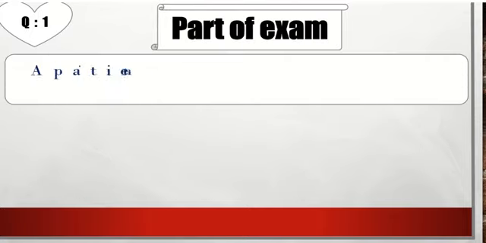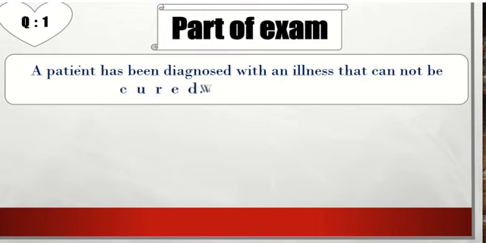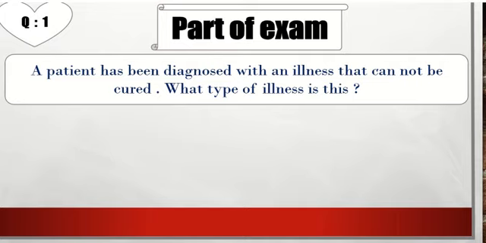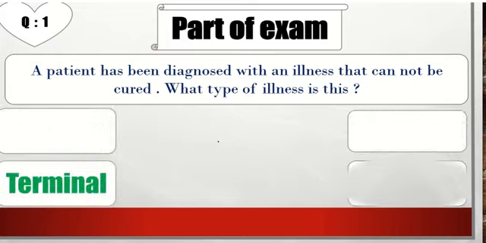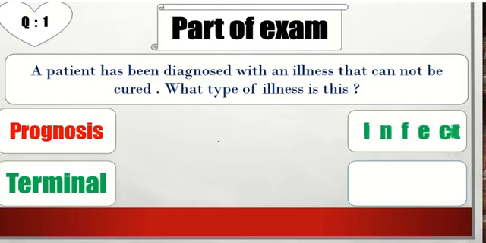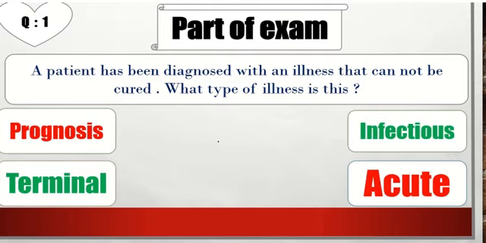Parts of exam. Question 1. A patient has been diagnosed with an illness that cannot be cured. What type of illness is this? Prognosis, terminal, infectious, acute. Your answer is terminal.